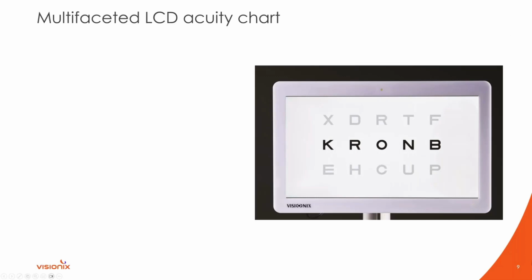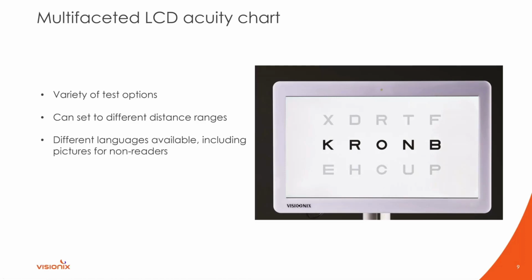The multifaceted LCD acuity chart. With the VX65 comes a multifaceted LCD acuity chart with a variety of tests. No matter what the size of the room, you have the ability to properly calibrate the screen. You also have the ability to do different languages, symbols, and numbers. You're able to randomize letters via the integrated tablet or via the control. In addition to that, each screen is polarized, eliminating inconsistent lighting in the exam room.